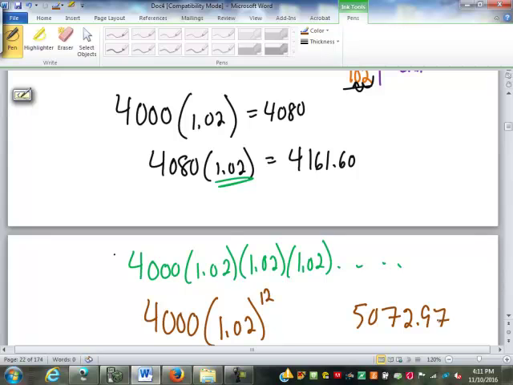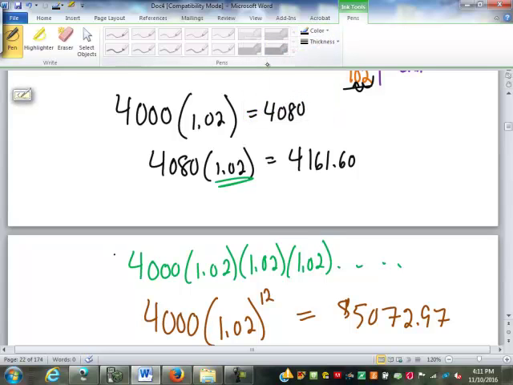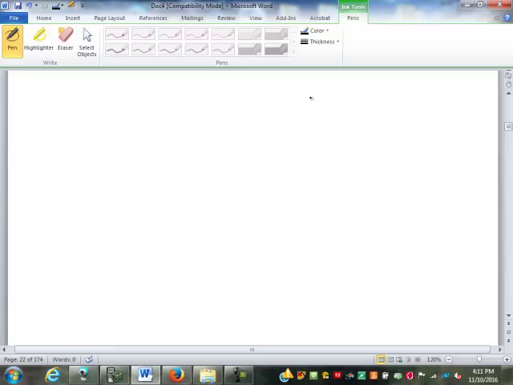$5,072.97. Notice before we had 4,960, so we got almost $113 more with the compound interest. So we did simple interest. Compound interest makes a difference. Now this was a relatively short period of time, over 3 years. Compound interest really makes a difference if we go over a longer period of time.